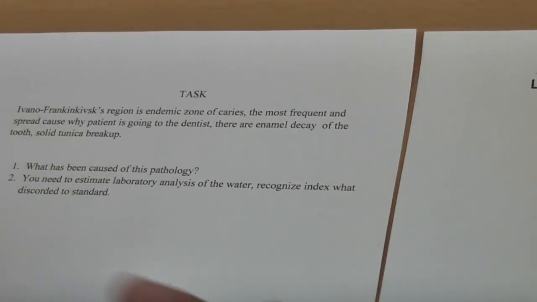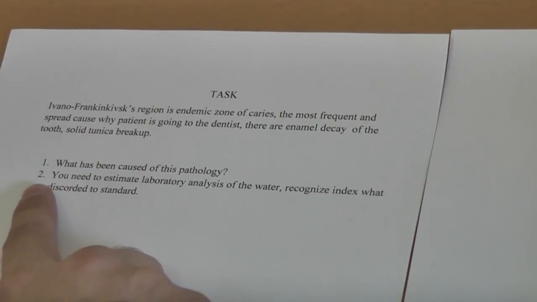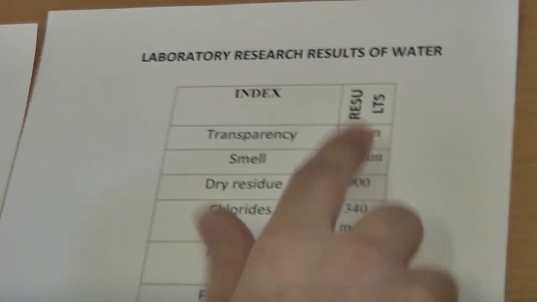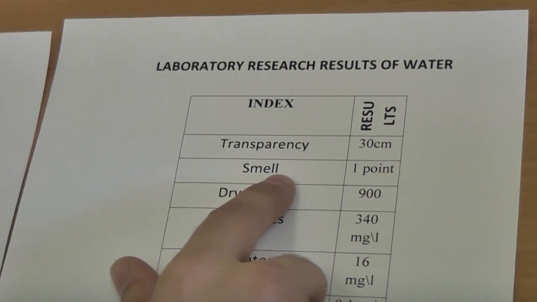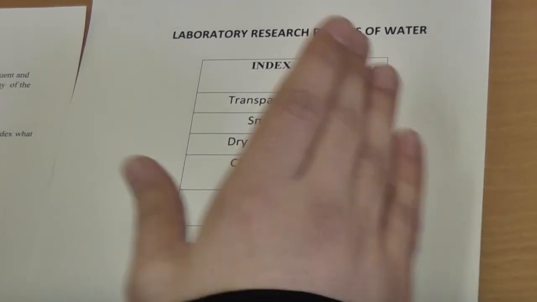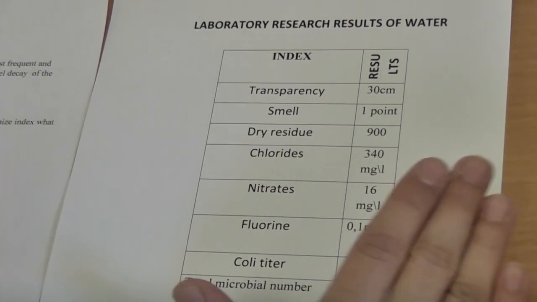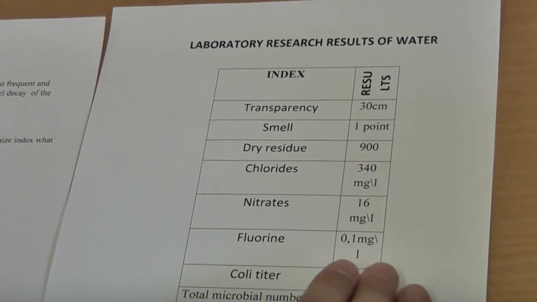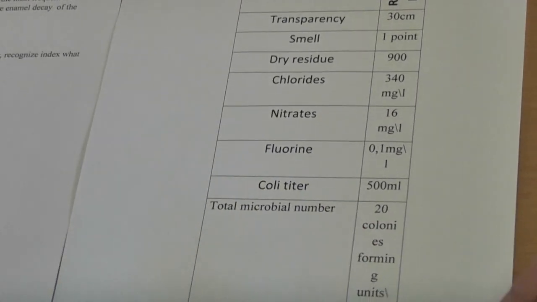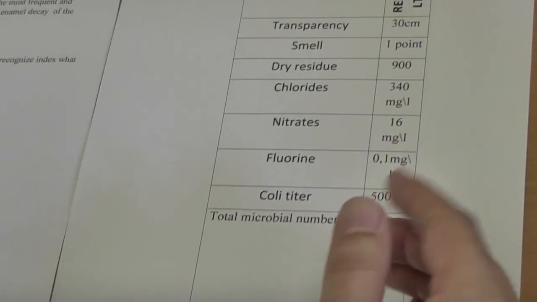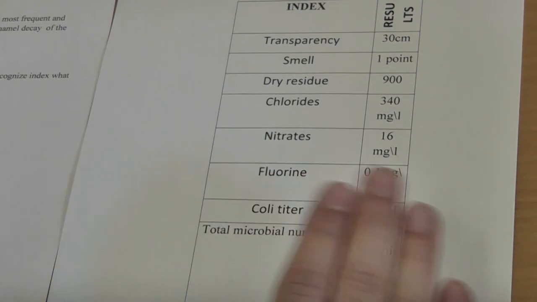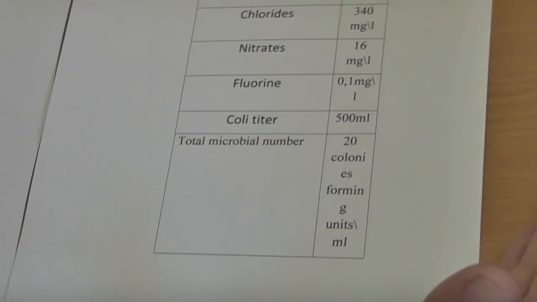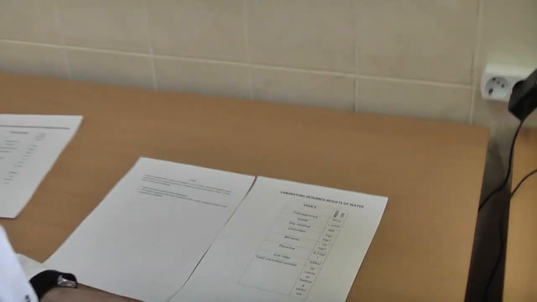So, what about the second question? What needs to be estimated in laboratory analysis? We can find the transparency is okay. It's in the border of normal. Smell, organoleptic analysis, normal. Chlorides, same normal. Nitrates, same normal. Fluoride, unfortunately, not well, because it must be 0.5, it is less. Coli titer, normal, and total TMN, total microbial number, same normal. So I think that's all.